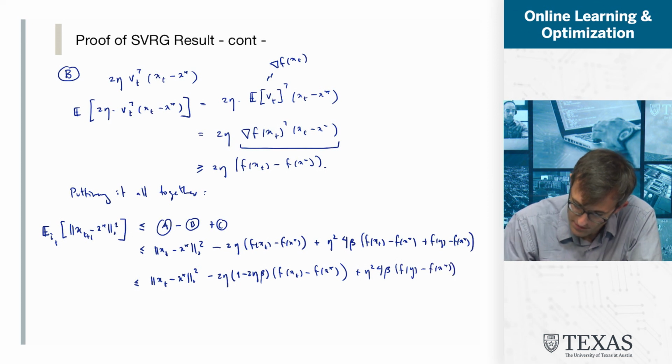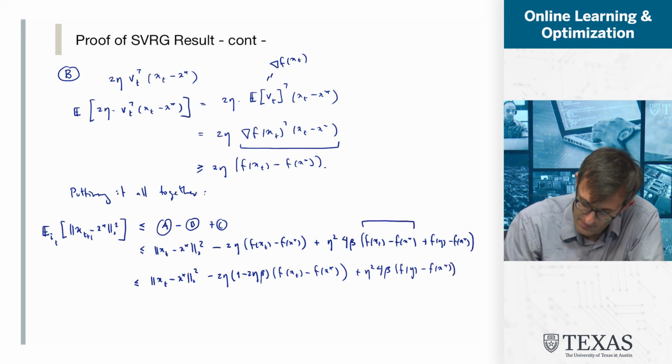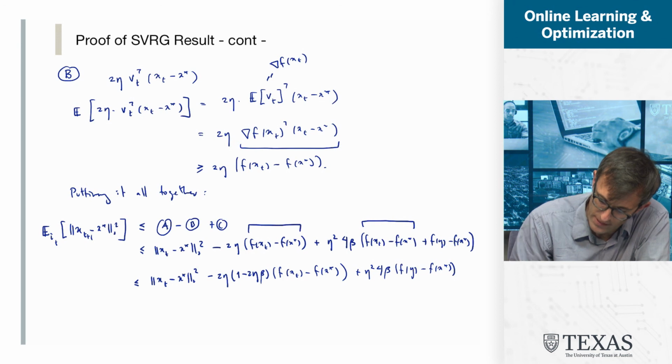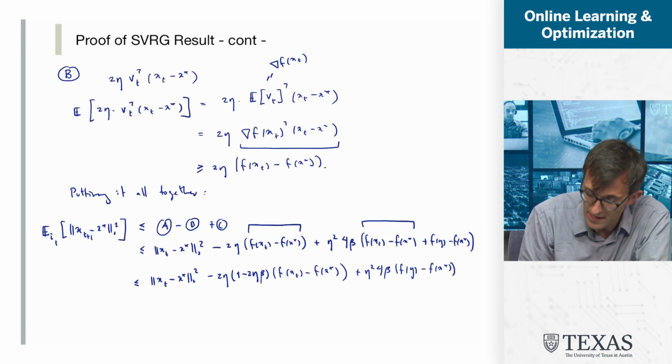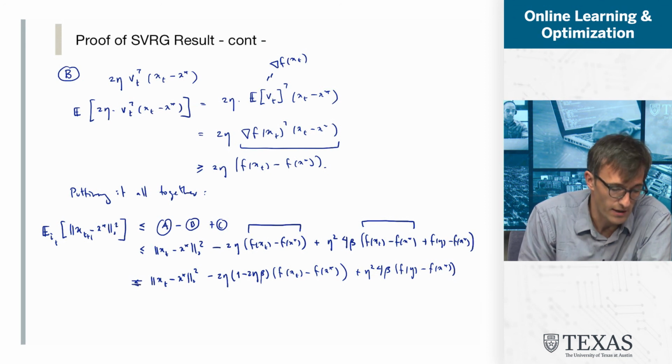So what just happened here? I've got an f of xt minus f of x star, f of xt minus f of x star. I just grouped these coefficients. So you see I have minus 2 eta, and I have my eta squared times 4 beta. That's just what happened from this line to this line. This is actually an equality.